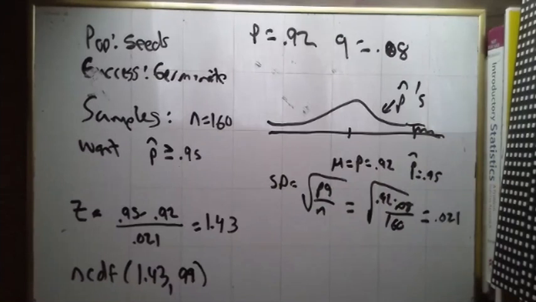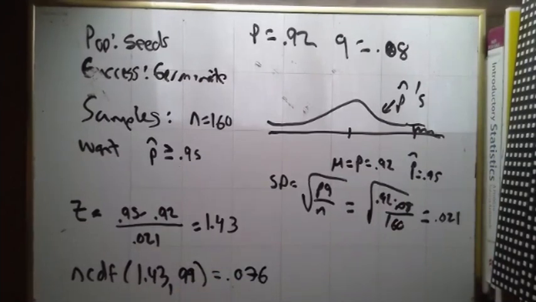So I won't share the screen. I'm just going to type that in real quick. So 1.43 to 99. I got 0.076.